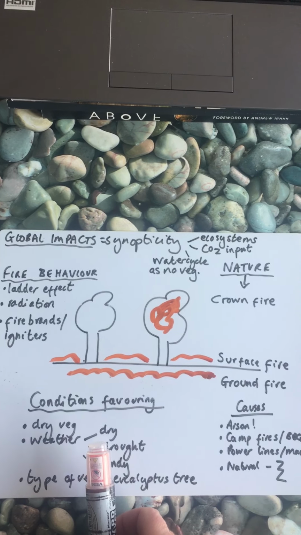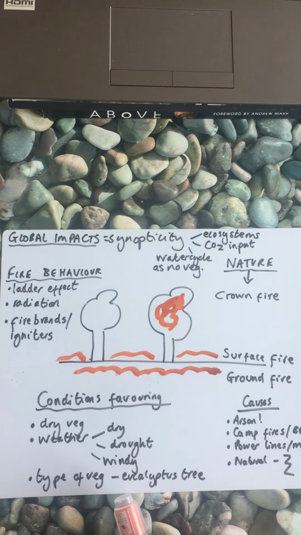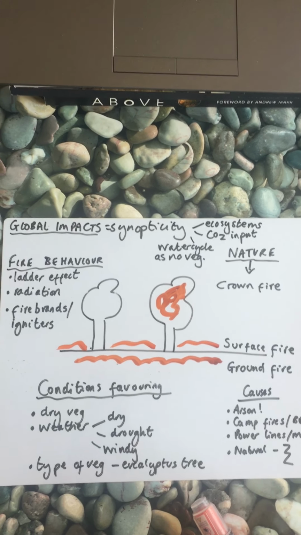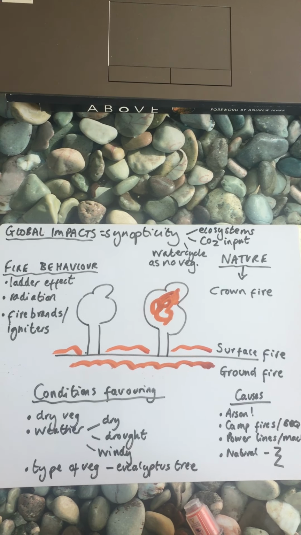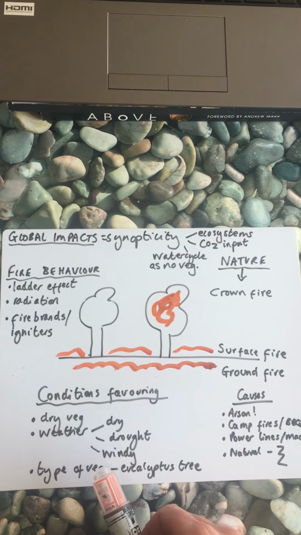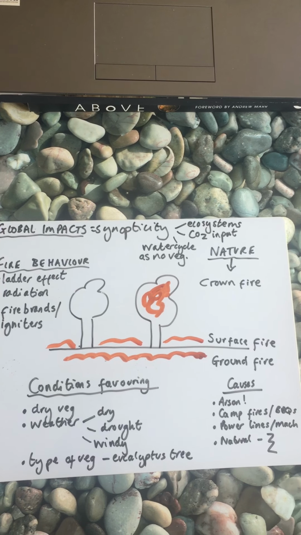If it's been dry weather, everything is dry, the undergrowth, the ground is very, very dry. If there's been prolonged drought, so maybe a drought for not just months, but maybe for years sometimes in some of these places. And then if it's windy, obviously the wind will blow the fire forwards.